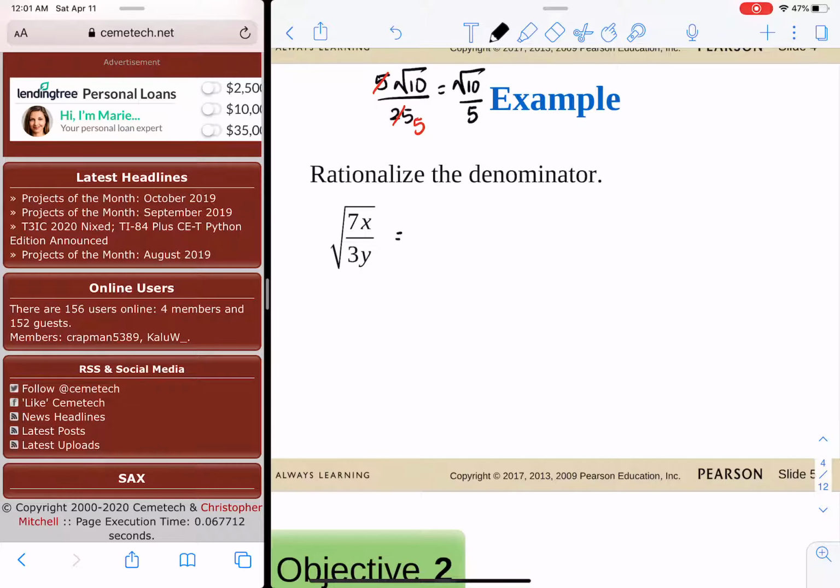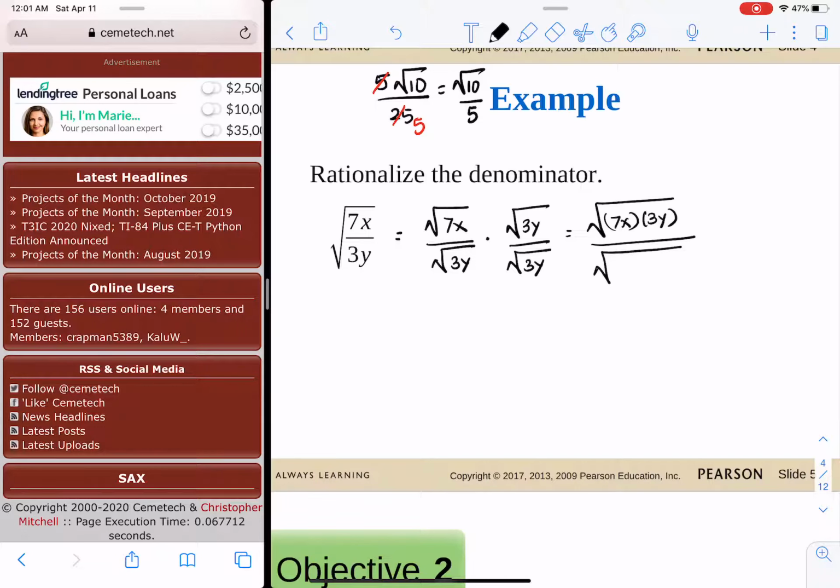So I could write in this problem square root of 7x over 3y as square root of 7x over square root of 3y. I would like to get rid of the root in the denominator, so I'm going to multiply and divide by the square root of 3y. So the numerator would now be 7x times 3y inside the square root, divided by square root of 3y times 3y, which is 3y squared.